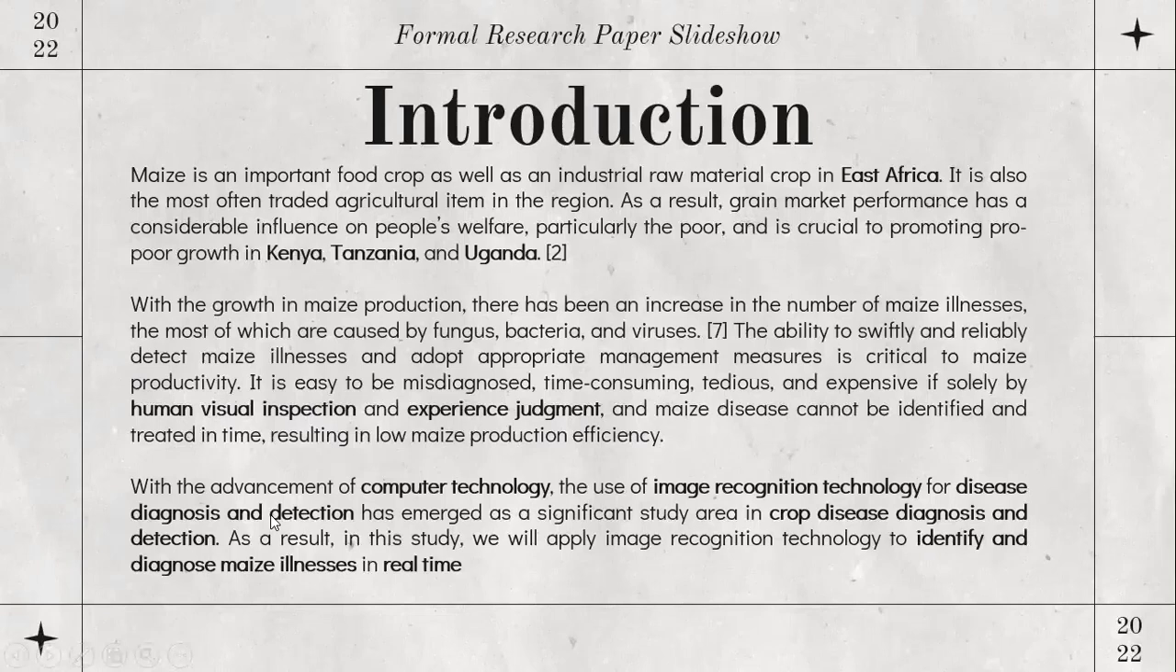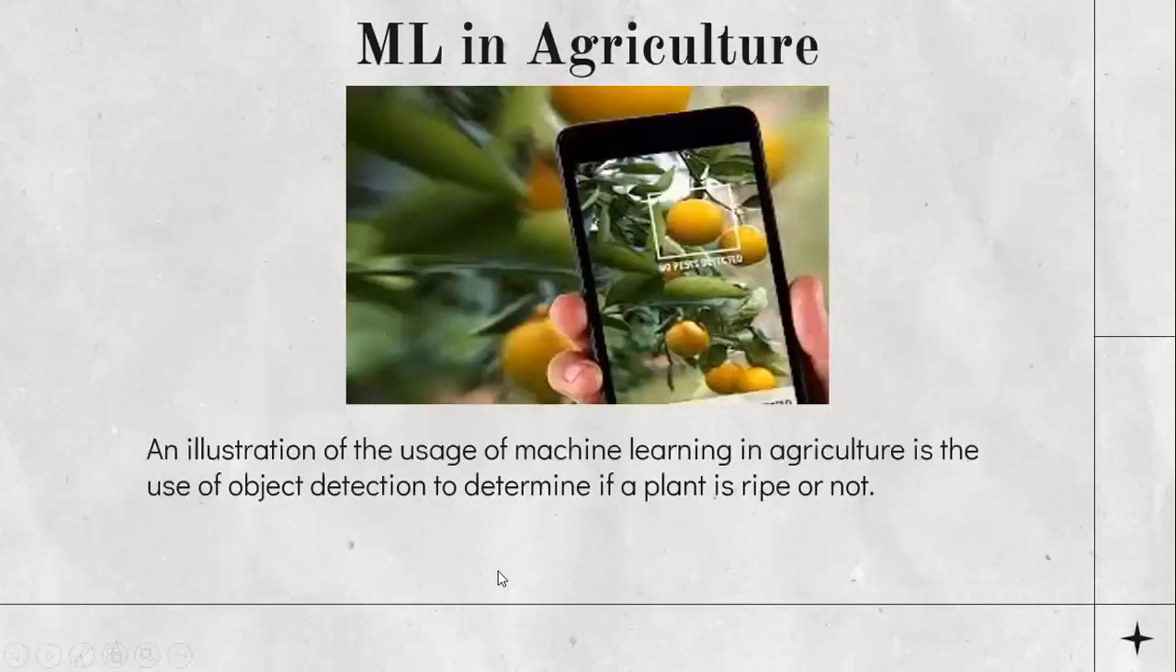Now, with the advancement of computer technology, the use of image recognition technology for disease diagnosis and detection has emerged, and it is mostly being introduced in the agricultural sector for crop disease diagnosis, detection, and other areas. As a result, this study will also employ this new technology to identify and diagnose maize illnesses in real time.